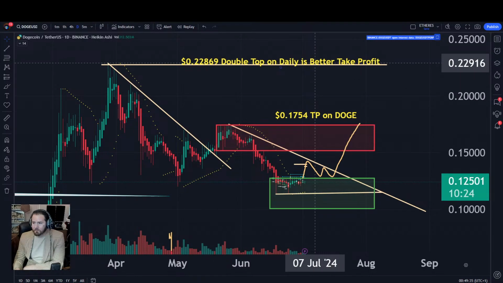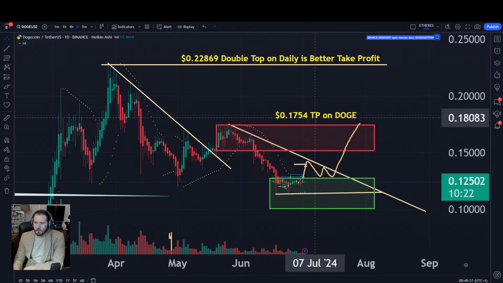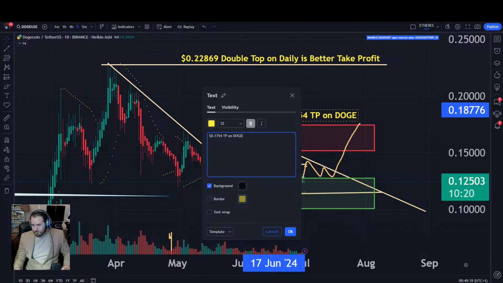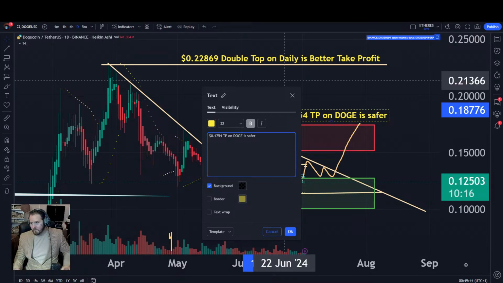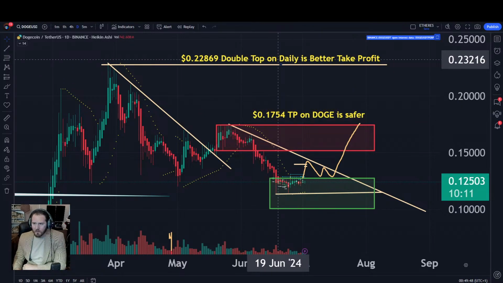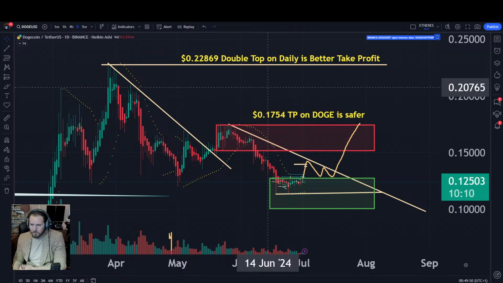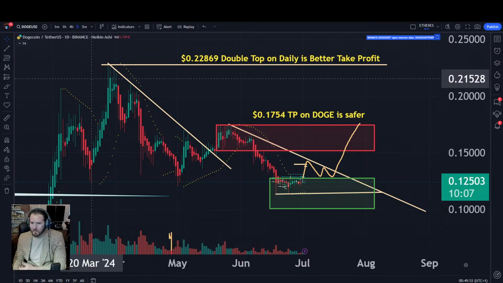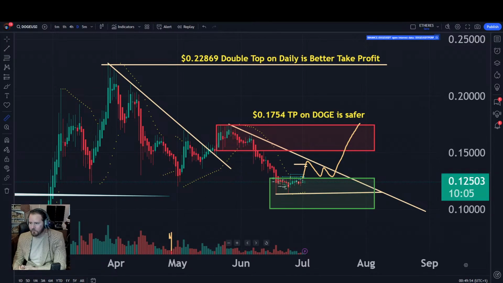But this is a better take profit. It's safer. You have a higher chance of taking profits at 17.5 over 22, obviously. But if we hit 22, that would be a big take profit. How much will we earn at 22? I mean, it's 22 cents.